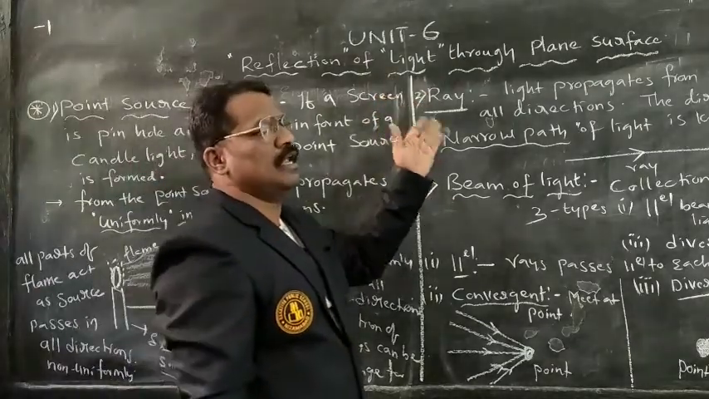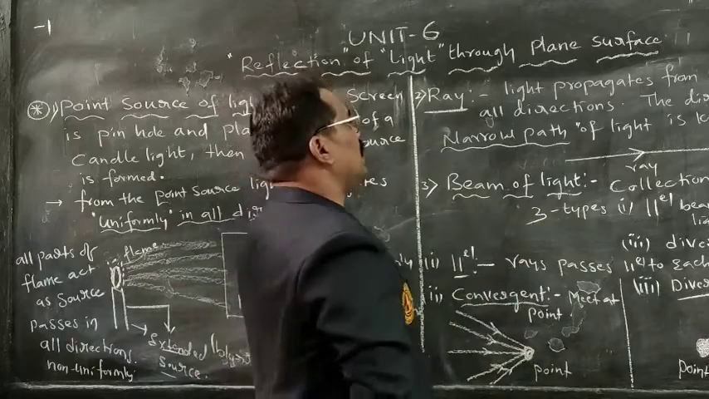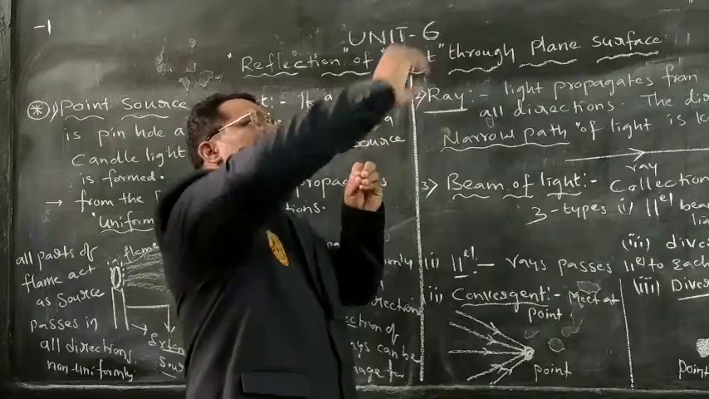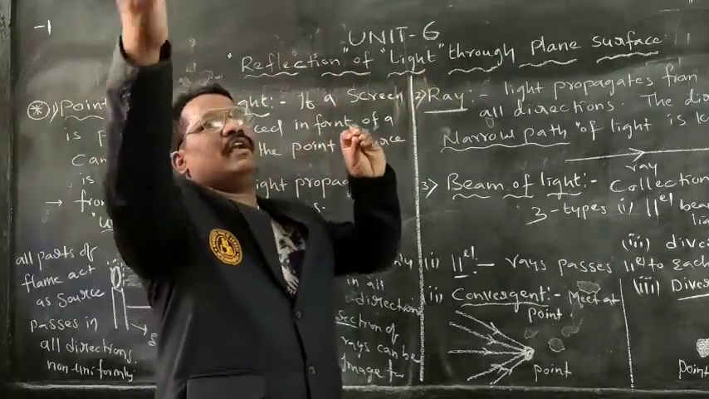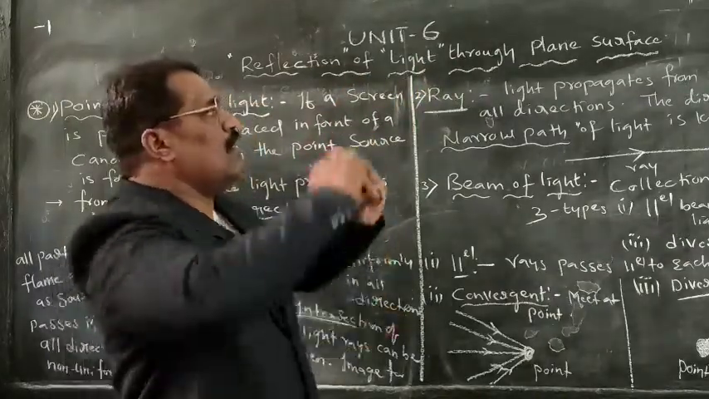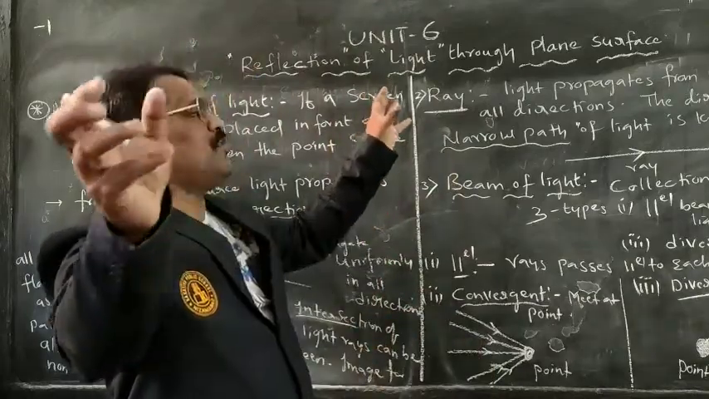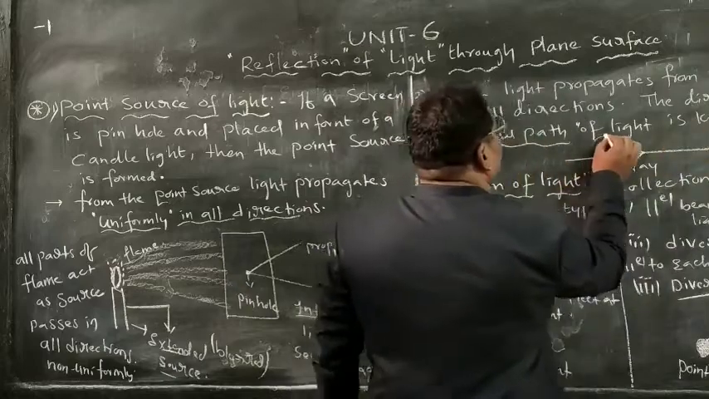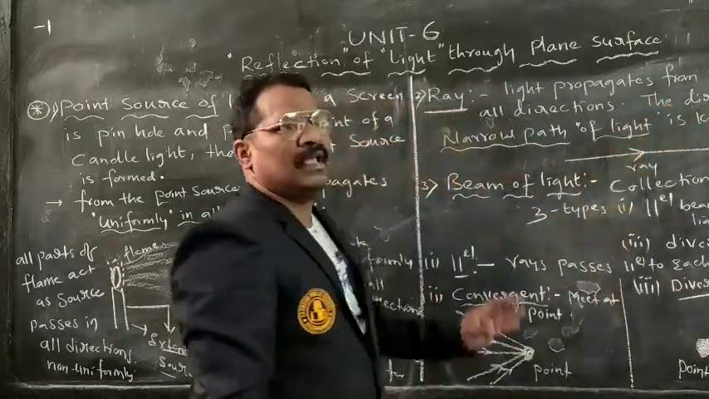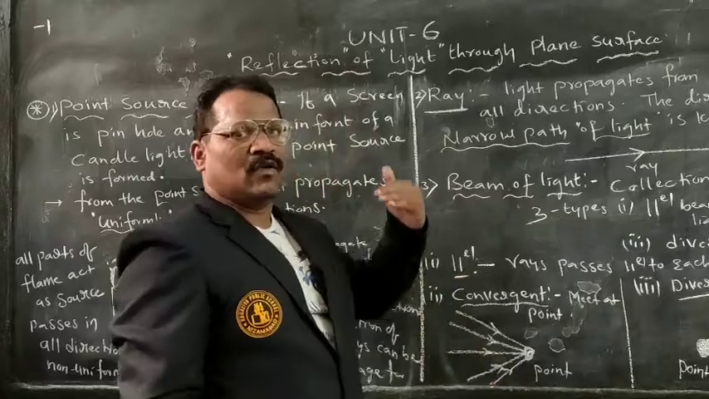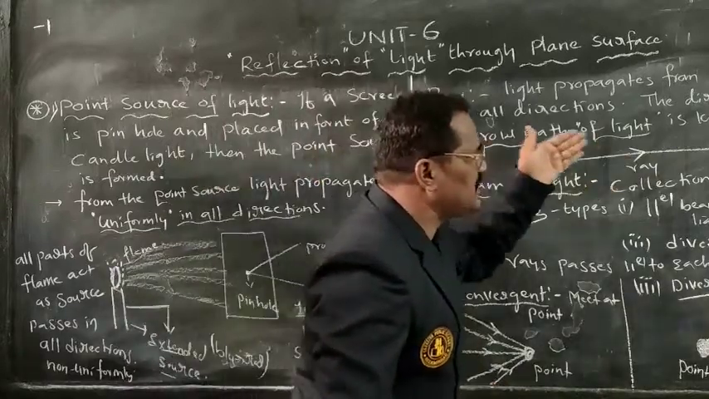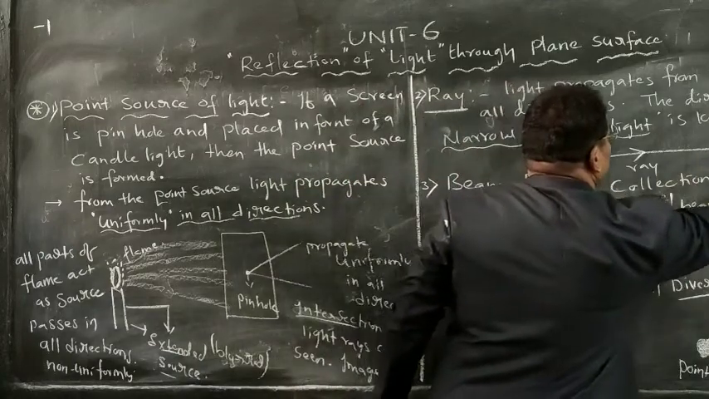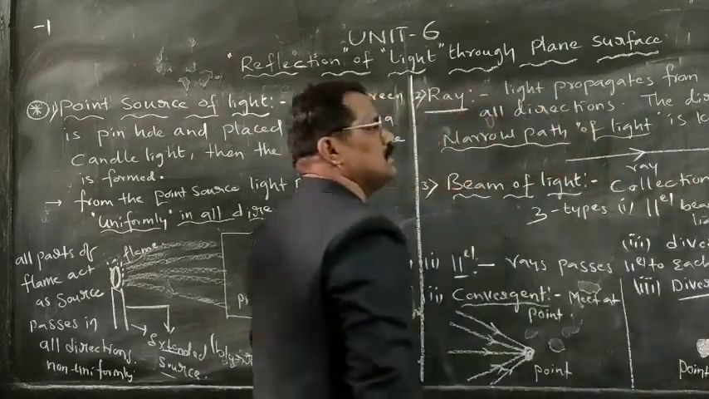Next point is the ray. What is called a ray? We have to study clearly. If you take a point source, it is propagating rays in all different directions. The direction of a very narrow path of light, in any one specified direction, either north, east, south, west, can be represented as nothing but what we call a ray.